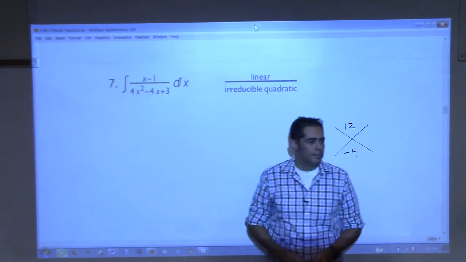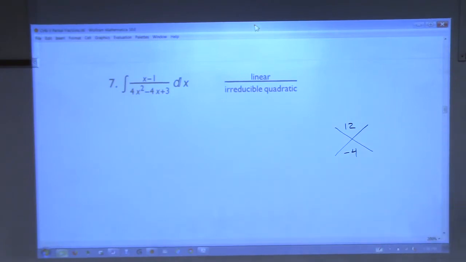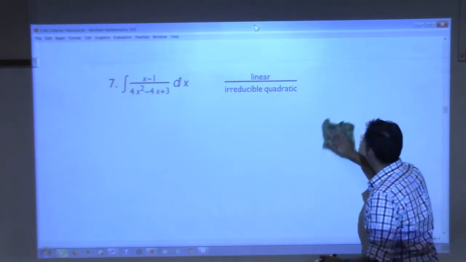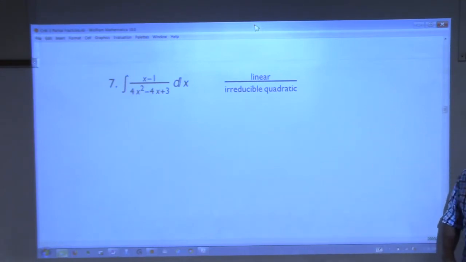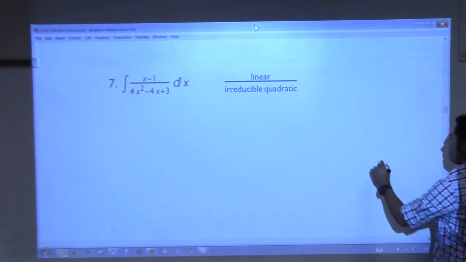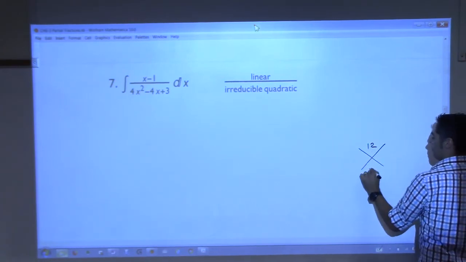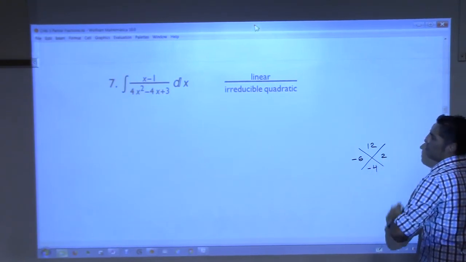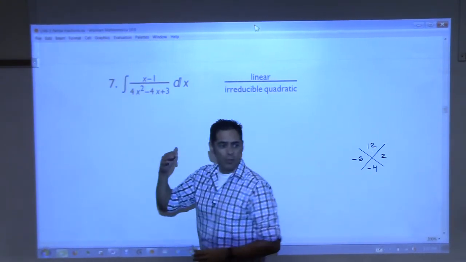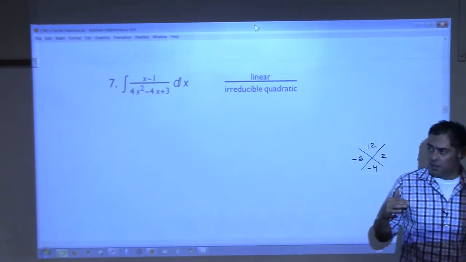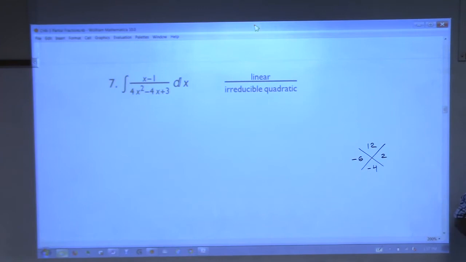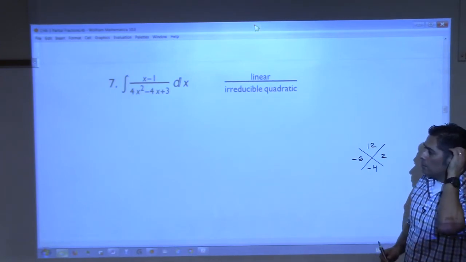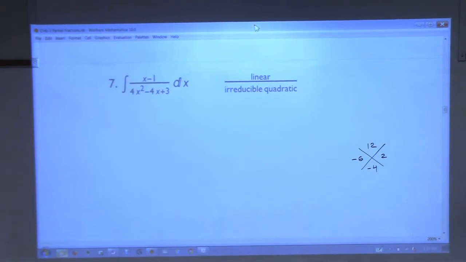And up top we have a linear. You can't do long division because the degree of the numerator is smaller than the degree of the denominator. So long division isn't going to get you anywhere. You could possibly complete the square here.